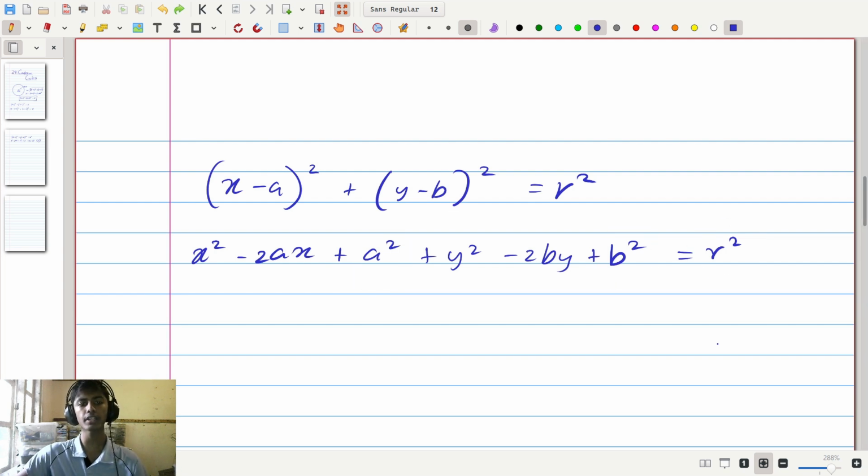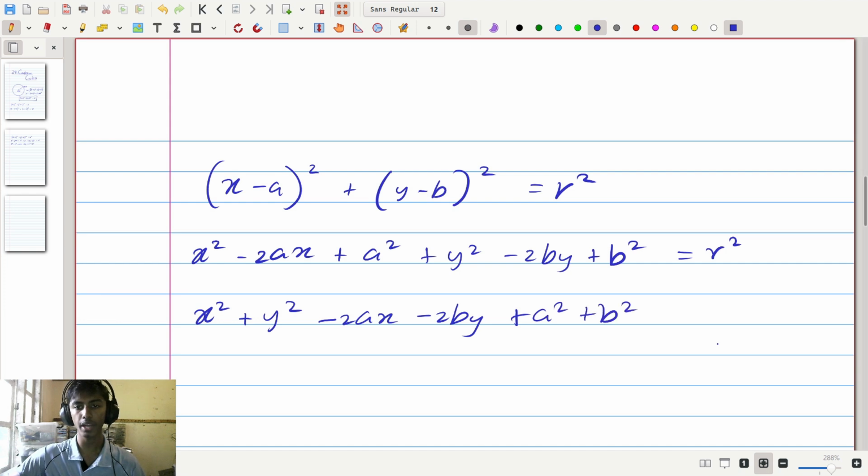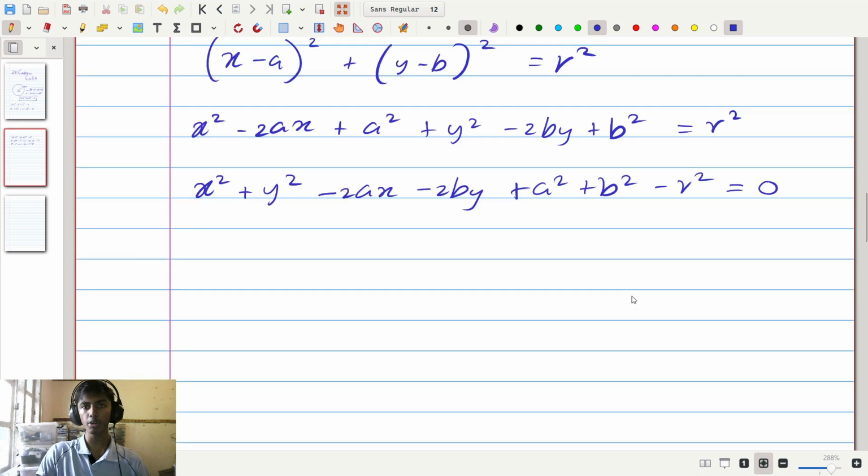Doing so, what we get is that this equation simplifies down to x squared plus y squared minus 2ax minus 2by plus a squared plus b squared minus r squared equal to 0. At this point, we actually do a substitution. We substitute negative a for a value called g, and we substitute negative b for a value called f. So let's just do that.